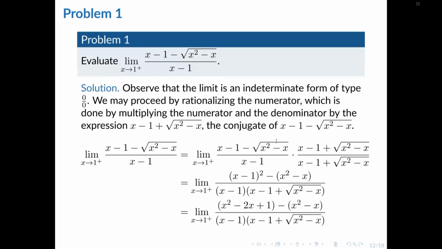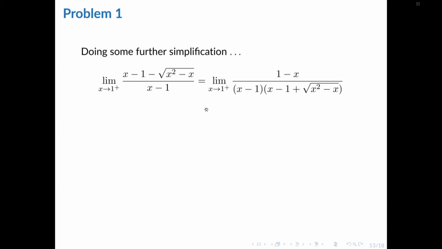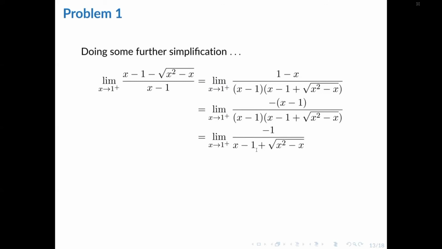For the numerator, you can combine like terms in the last line of this equation, so you can arrive at this form. You can also rewrite the numerator as negative x minus 1. So you can cancel x minus 1 from the numerator and the denominator. The resulting function would be the limit of negative 1 over x minus 1 plus the square root of x squared minus x as x approaches 1 from the right.